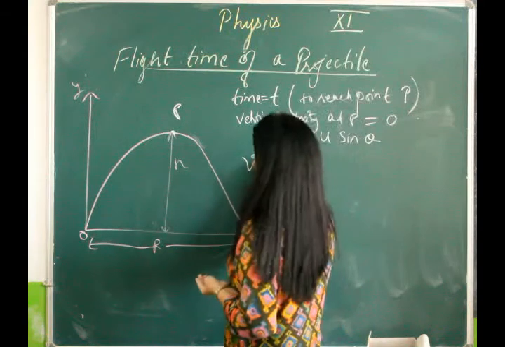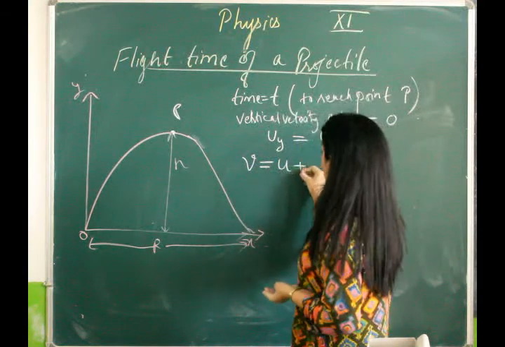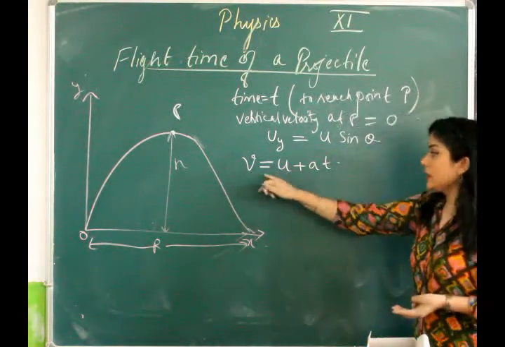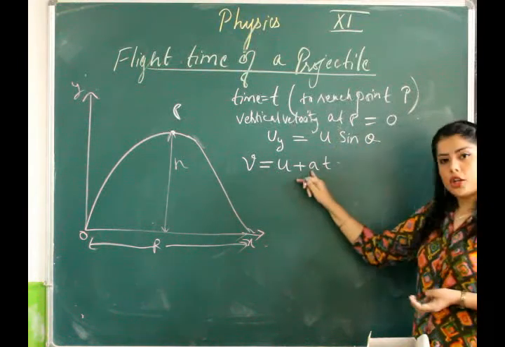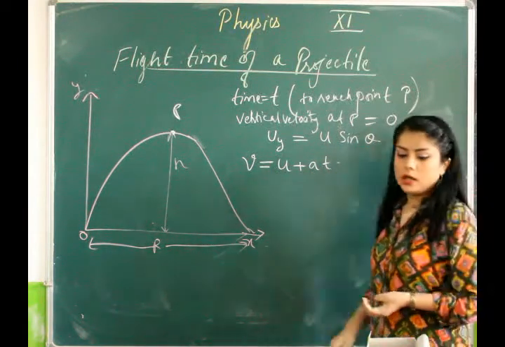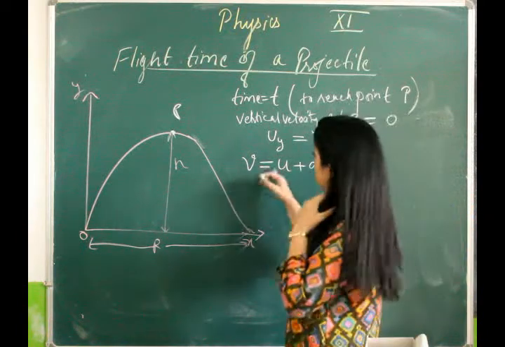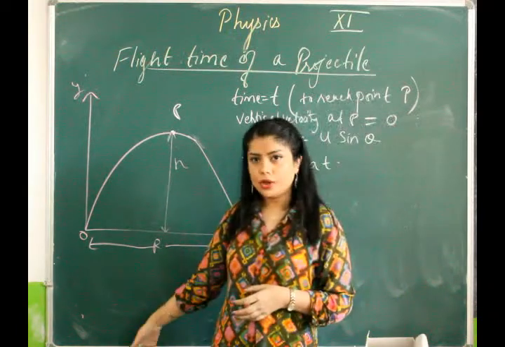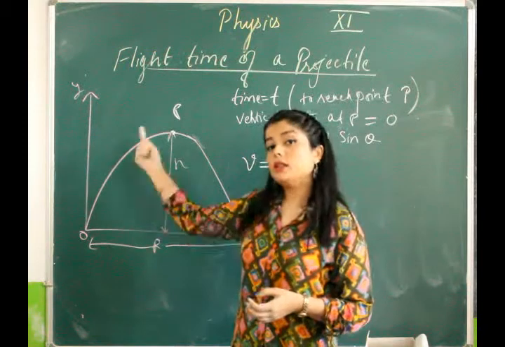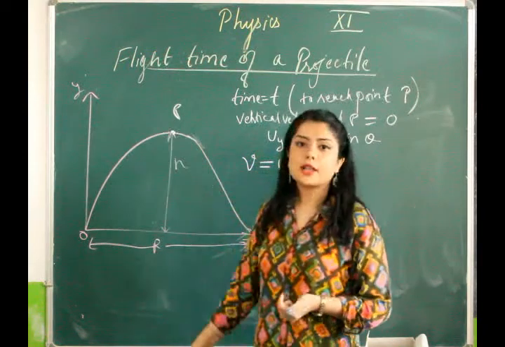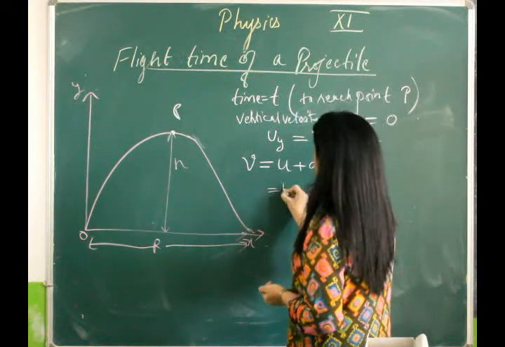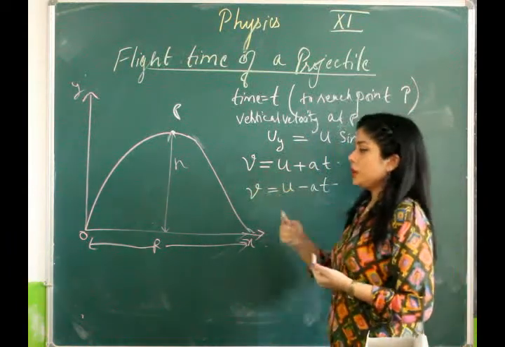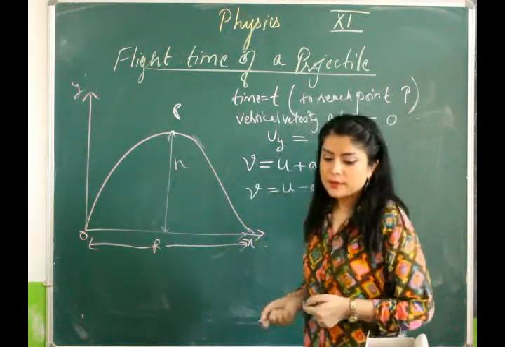If you remember, one of the equations of motion was v is equal to u plus at. Here v is the final velocity, u is the initial velocity, a is acceleration due to gravity, and t is the time. Now, in this situation, acceleration due to gravity acts downward, while the projectile motion is acting upward. It is acting against the acceleration due to gravity. So we can write this as v is equal to u minus at. Why minus? Because the motion is against the gravitational force.